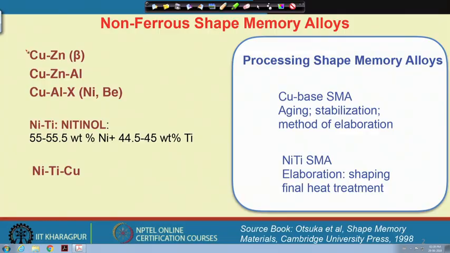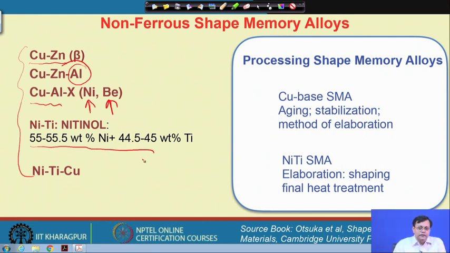Like copper zinc, where the beta phase was important and we purposely add aluminum, and in the case of copper aluminum we purposely add nickel or beryllium. Beryllium was added in a very small amount, 0.4, 0.5 and so on, and nickel was added something like 4%. In the case of nitinol, a nickel titanium alloy, near the 50-50 composition there is a particular composition range where people mostly prefer 50-50 or, let us say, plus minus 5.